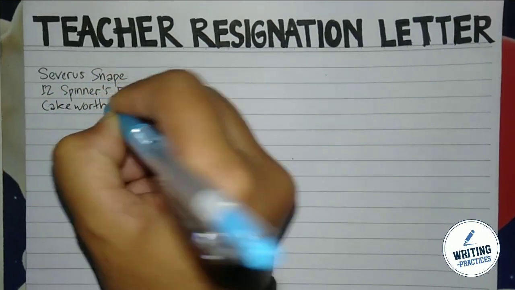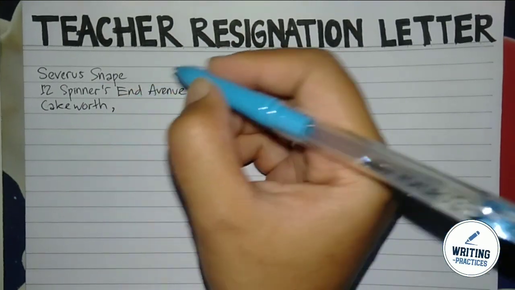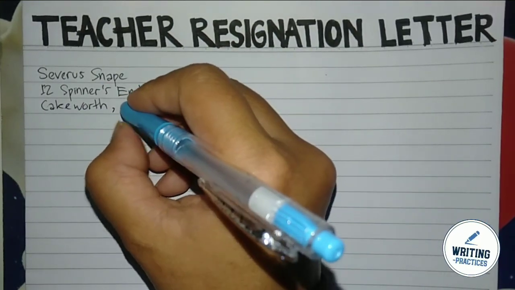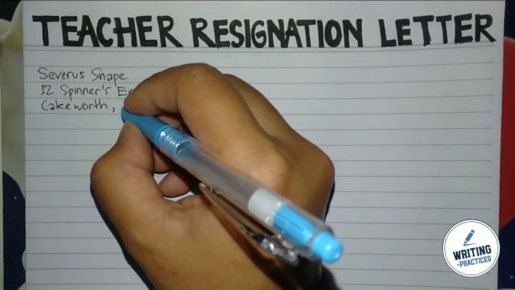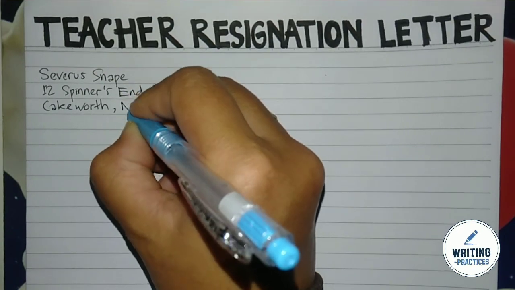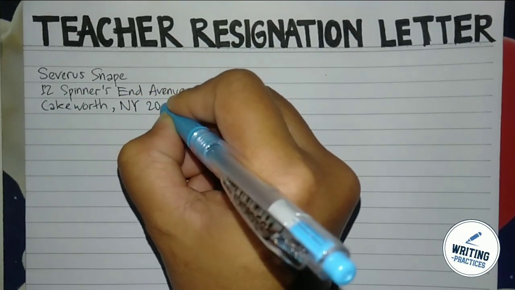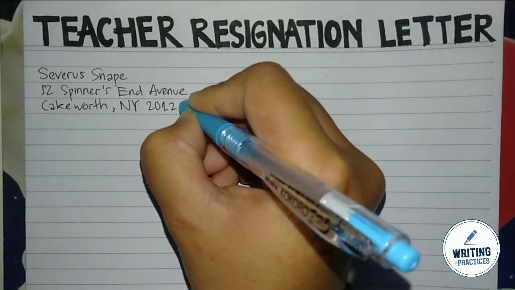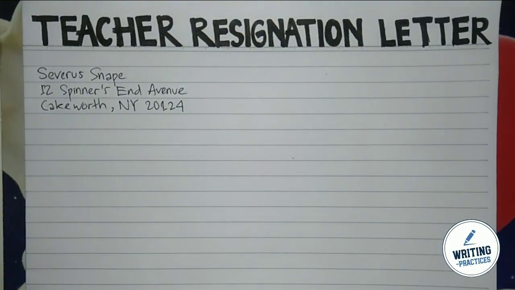The resignation letter should include key details such as the effective date of resignation, reasons for resigning, and a willingness to assist with the transition, among other relevant information. Here, Writing Practices will show you how to write a resignation letter for teacher step by step.